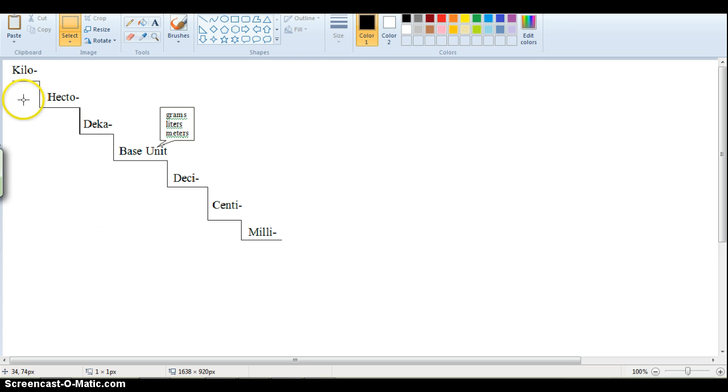So, a good thing to have, and if you don't have this, Google something like metric conversion steps or metric conversion charts, and you can print out something like this to keep with you. You'll need something like this, or we'll be doing metric conversions all year probably, and they'll be in a lot of problems. So I would print something like this out and keep it handy. It'll really help you when you're doing metric conversions.